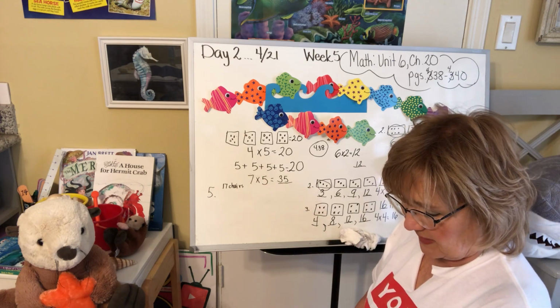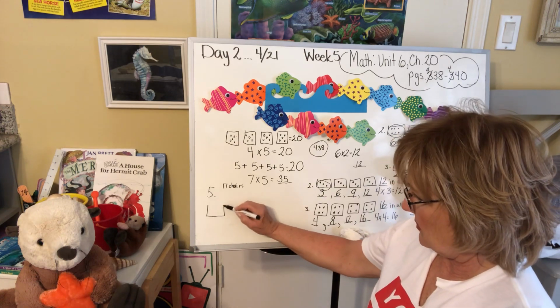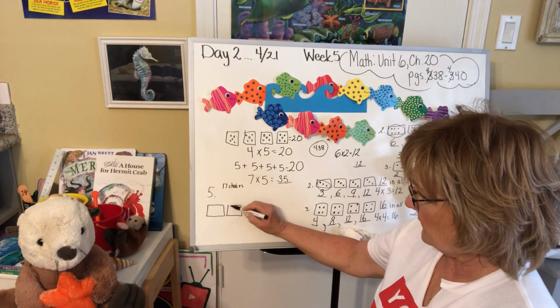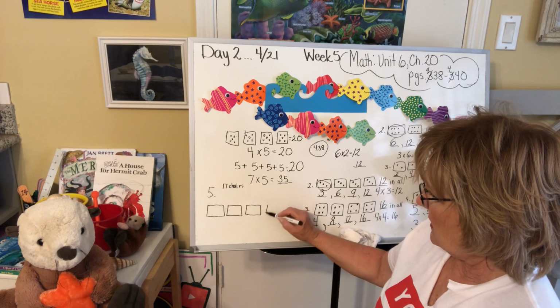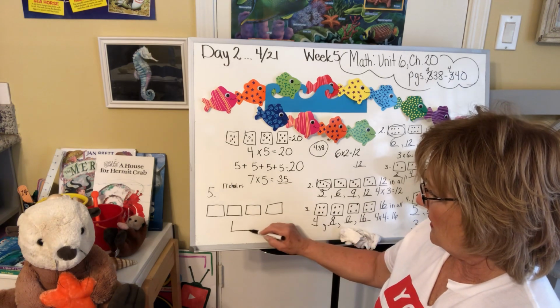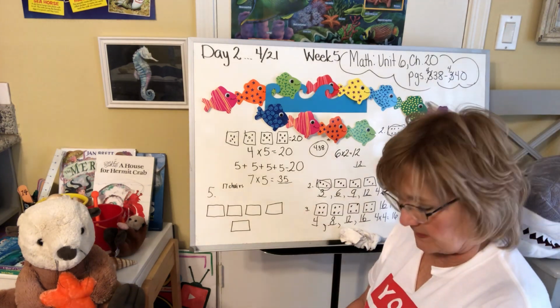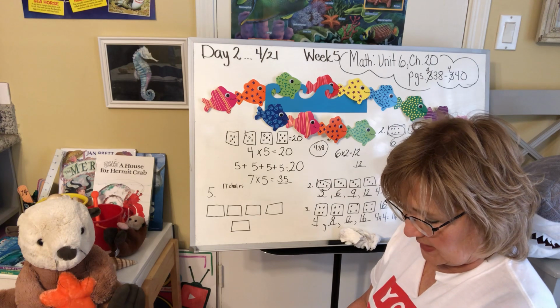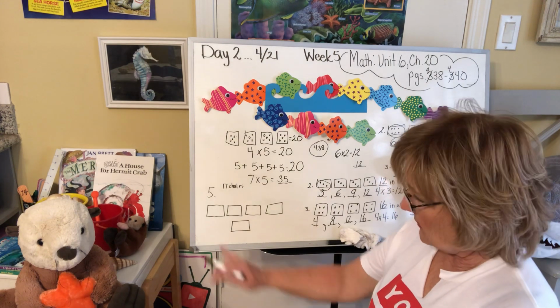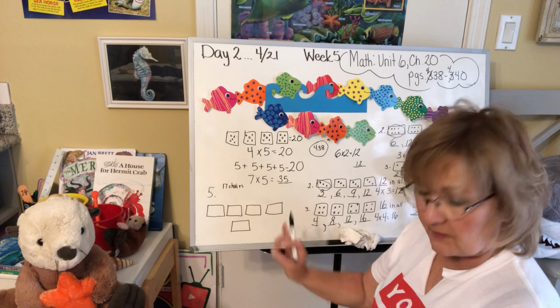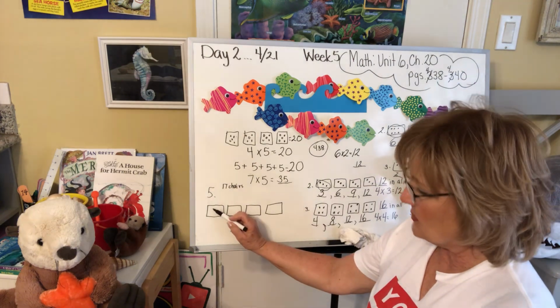She has 5 groups. Let's draw the equal groups. 3, 4, 5. 5 groups. There are 3 children in each of these groups. Let's see if there are enough chairs. So let's count by 3s while you draw. Ready?